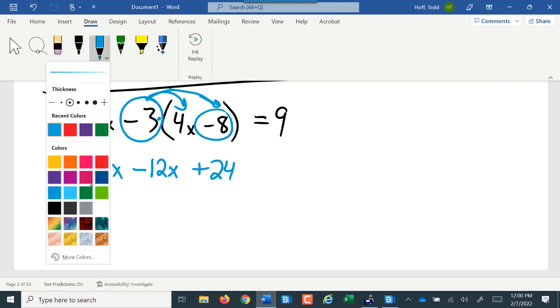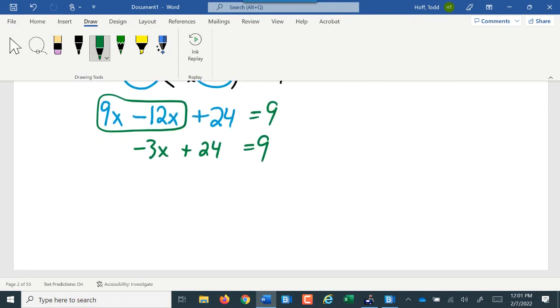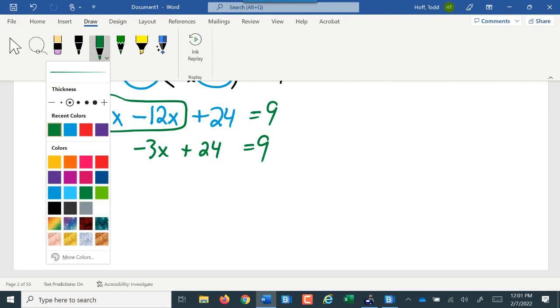Now I'll keep combining there. I have 9x and a negative 12x is a negative 3x plus 24. On the right side, there's nothing to do to the 9, so that just stays as it is. Now we've combined everything we can combine. Variable is on one side. We'll start to solve.